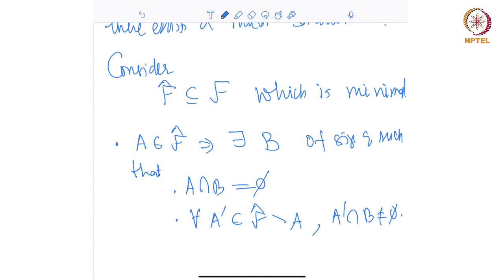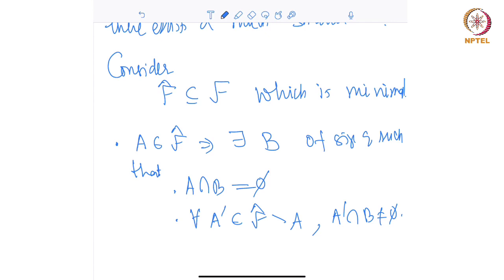So what is the meaning of this? The meaning is that I'm going to keep A in F hat, because there exists a B of size q such that A intersection B equals phi, and for every A prime in this set, A prime intersection B is not equal to phi. Meaning for every set that I have kept, there is some set with which it is disjoint, but it intersects with every other set. So this is what I mean by minimal.